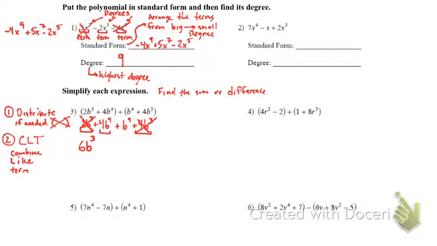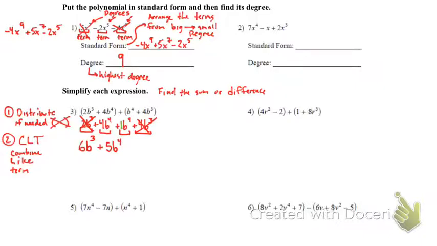My second term is b to the 4th. So I'm looking for another b to the 4th, and I have one there. So I have positive 4, and this is actually positive 1. Okay? So positive 4 and positive 1, that gives me positive 5. And then the b to the 4th stays the same.